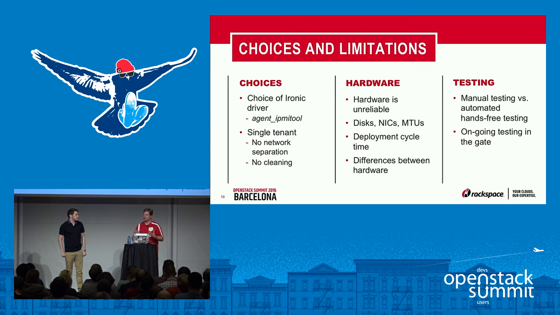And it's not just that, even software is unreliable. We came across some problems where you couldn't talk between several nodes, and it came down to a network MTU problem. Neutron was flipping our MTU value on us. And so what this really does is it adds to the deployment cycle time. It takes a long loop to start again and redeploy to hardware again.